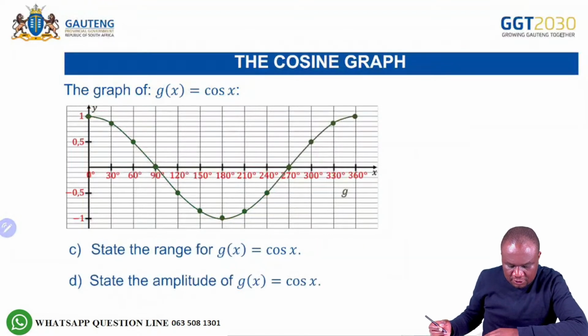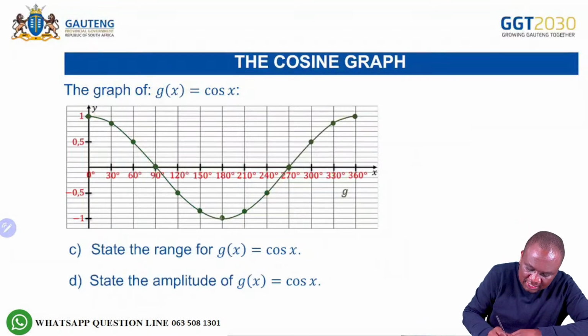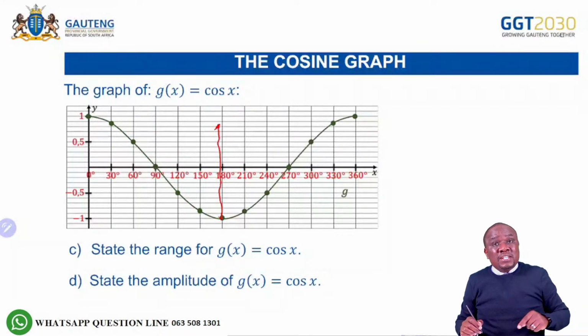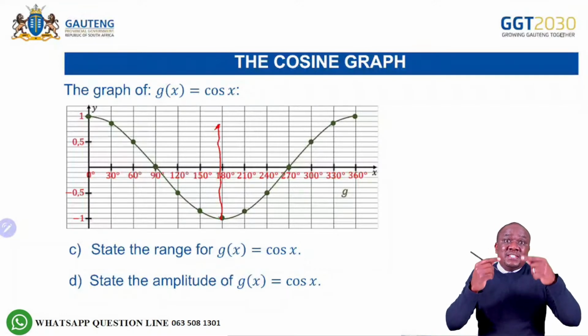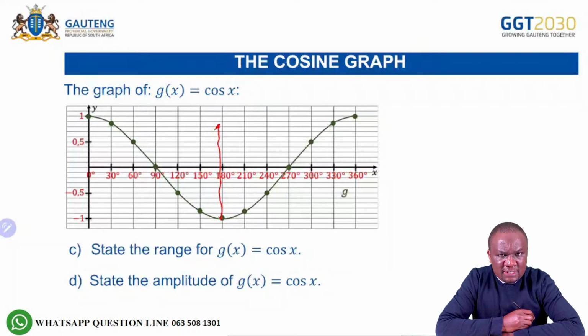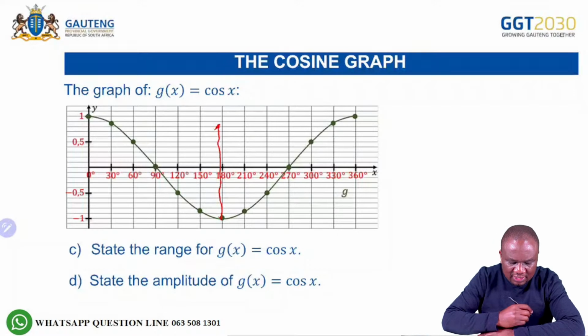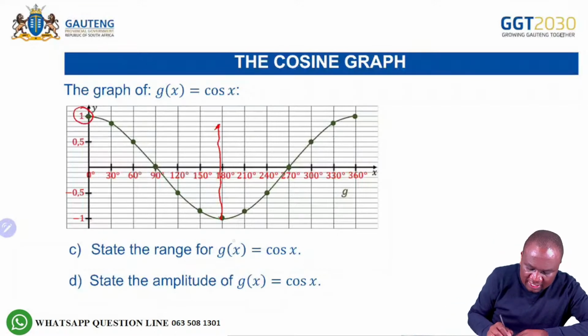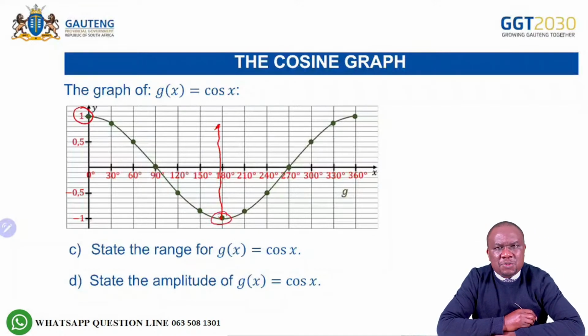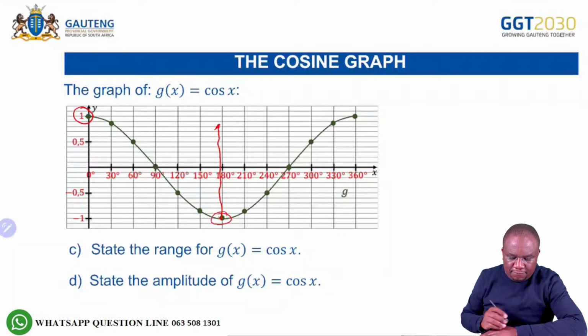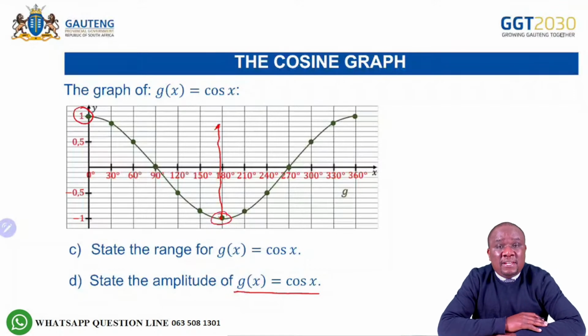State the range of g of x and also the amplitude. The range again is going to be from -1 to +1, -1 included, +1 included. So the way we write the range for the cosine graph is the same way we write the range for the sine graph. Then the amplitude is 1 minus -1, which is 1 plus 1, which becomes 2, divided by 2. So we have 2 divided by 2, which is 1. So the amplitude for g of x equals cos x is 1.